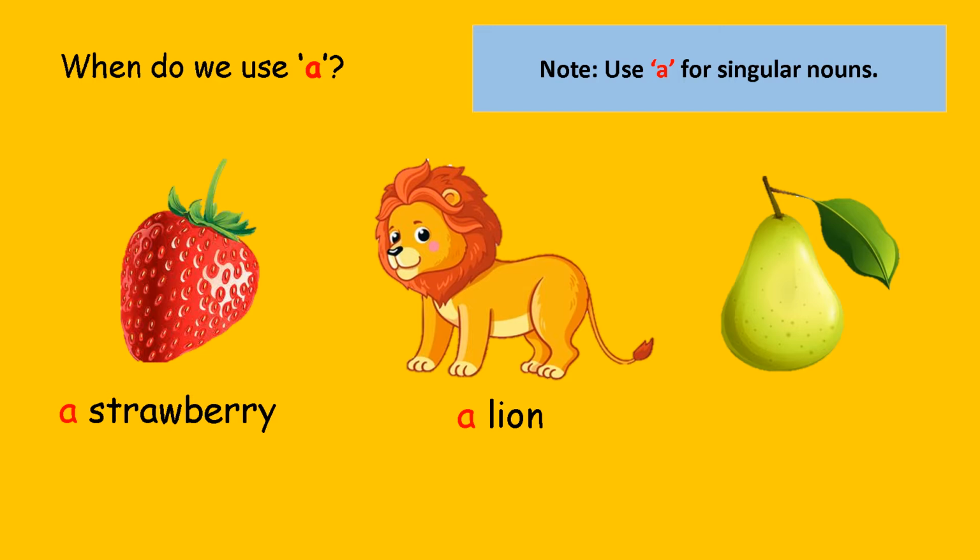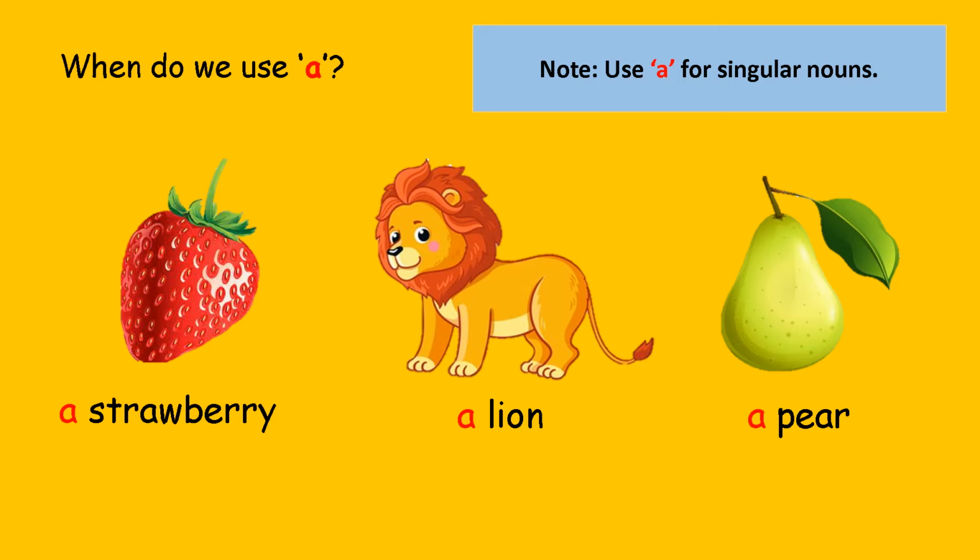Next, look at this one. We use a for one pear. A pear. Since these objects are singular, only one, we use a. Let's look at this first object, strawberry, which starts with the letter S. S is a consonant. The second object, lion, starts with the letter L. L is also a consonant. This last object, a pear, starts with the letter P. P is also a consonant.